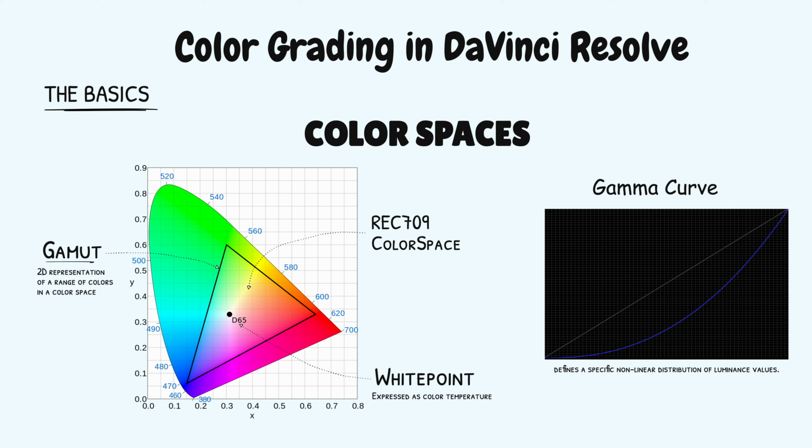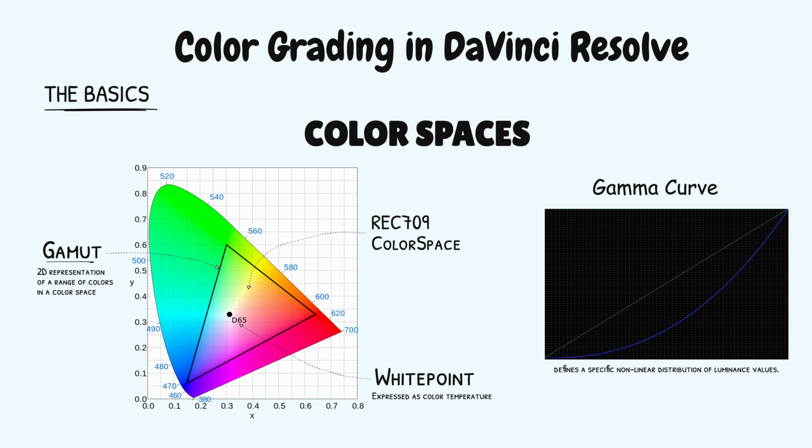Whitepoint. As humans, our eyes constantly adapt to the environment using context and visual cues to define what is white. But digital sensors can't. We need to feed in the information on what is white in a color space. It is often expressed as color temperature and in Kelvin.